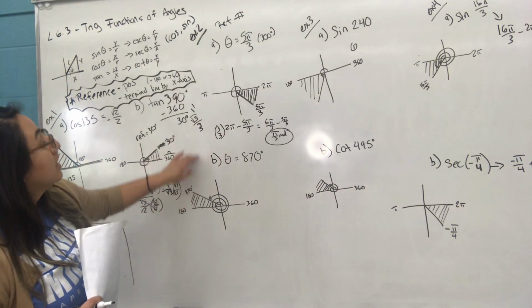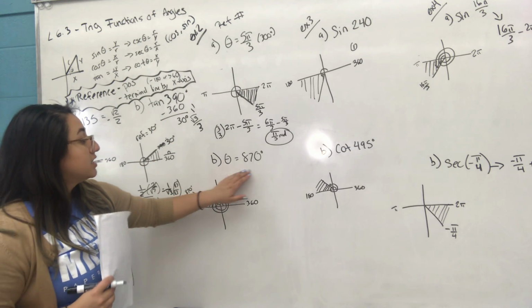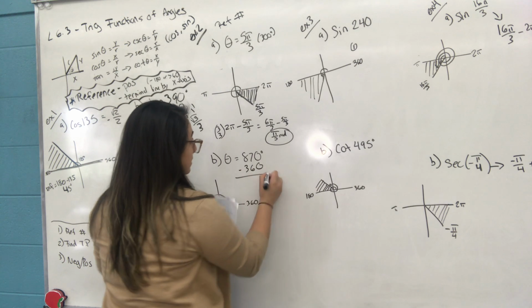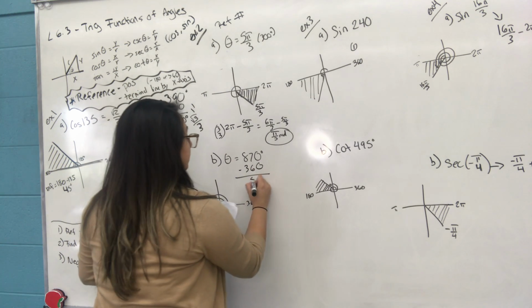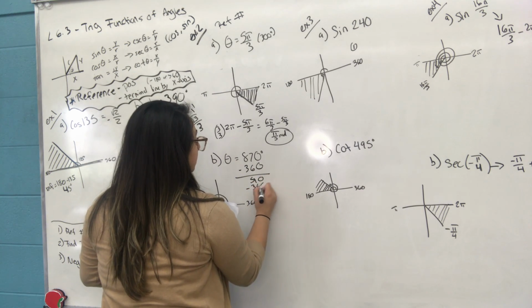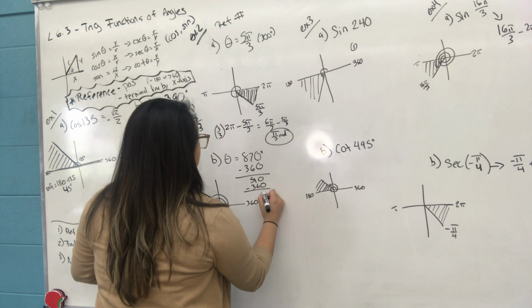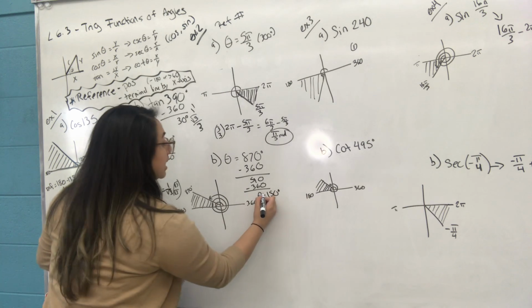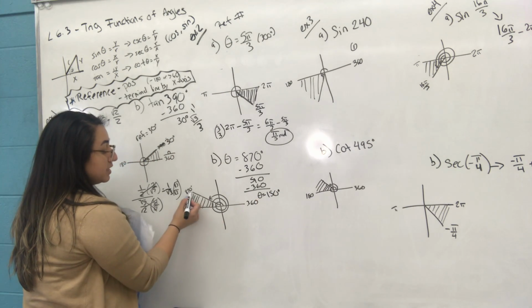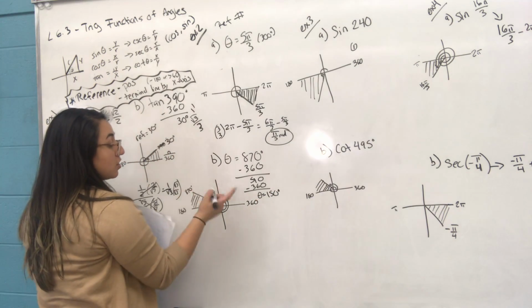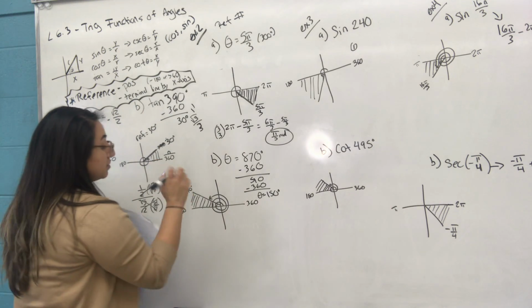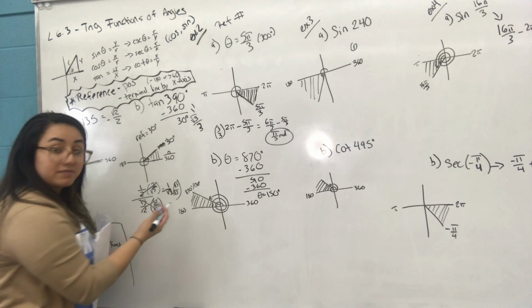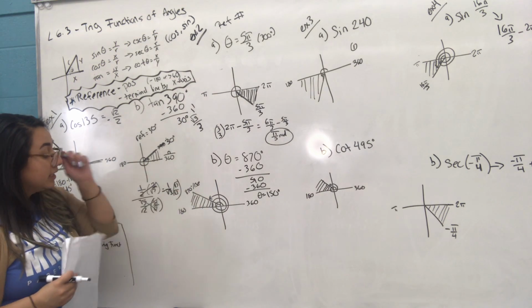Now your next one. B is theta equals 870. So 870 is not within the circle, so let's go ahead and subtract. We subtracted 360 here and got 510. That's still not within the circle. Subtract 360 again, and I end up with 150 degrees. So if I were to graph that, 150 degrees is about here. So this is a coterminal point. It's coterminal to 870, so I'm just going to put here 150 degrees. So now when we graph it, they coincide here.